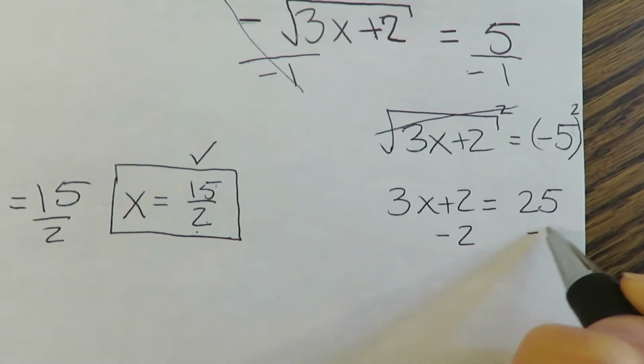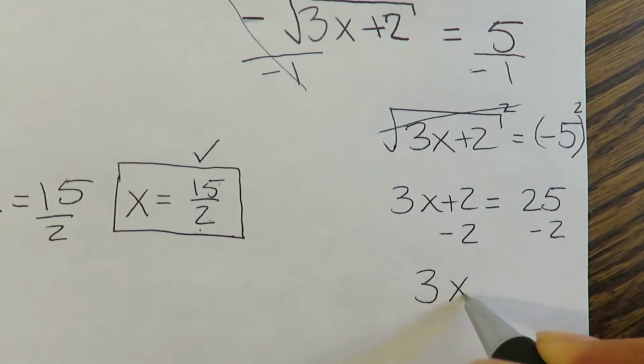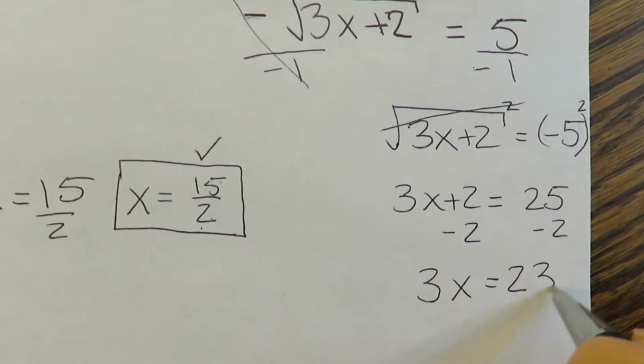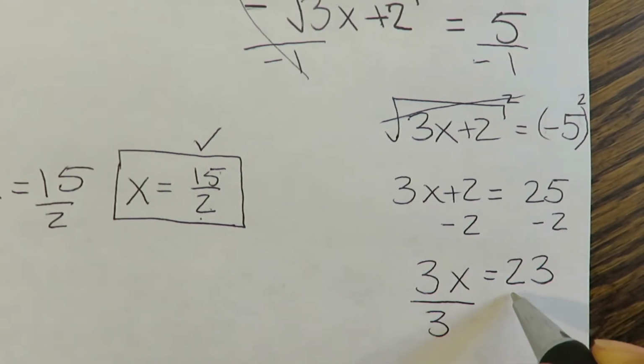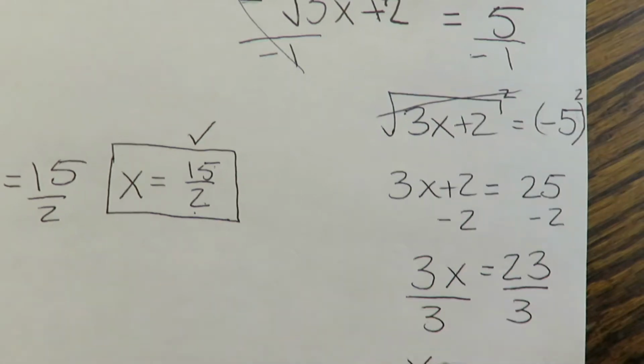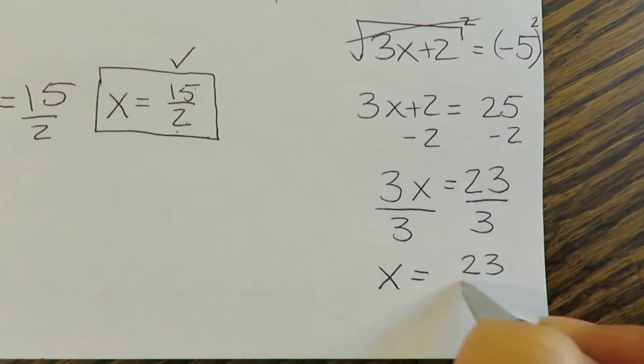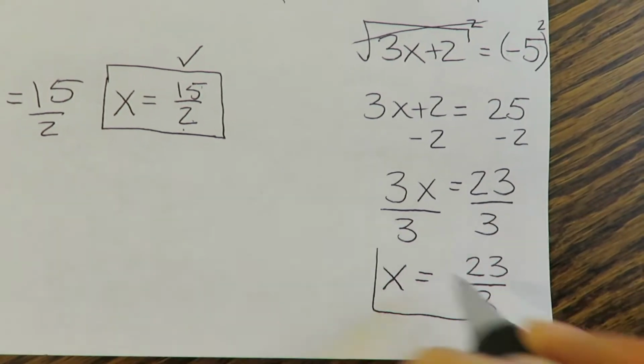I can take away 2 from both sides. I'll get 3x equals 23. Divide by 3, divide by 3, x equals 23 over 3.